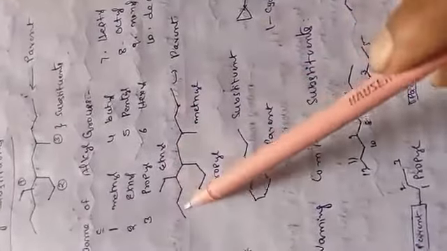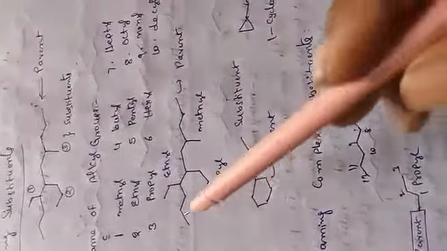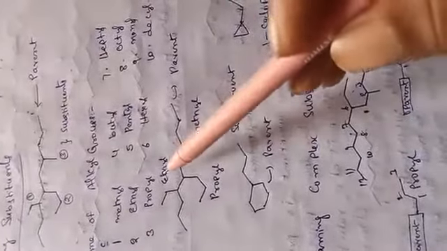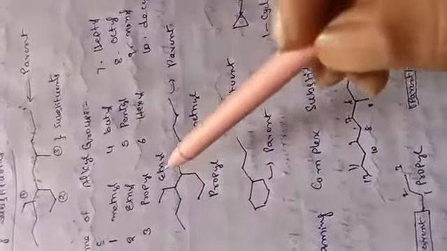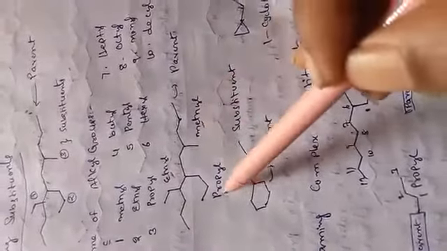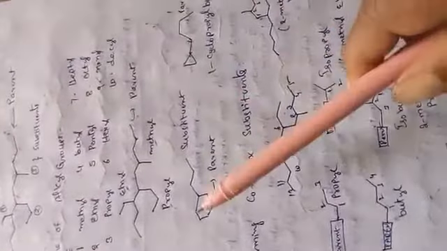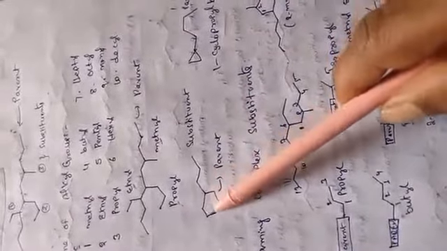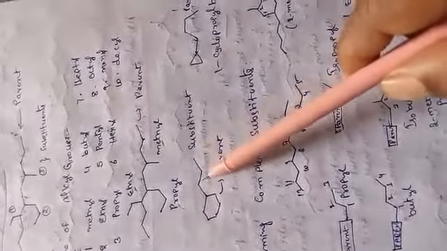Here is a very nice example. This is the parent chain, and there are three substituents: methyl, propyl and ethyl. According to alphabetical order, ethyl comes first with E, then M, then P. Like that you have to give the IUPAC name. And in this best example, this is cyclohexane because there are six carbons, and this is propyl. So propyl is considered the substituent and the cyclohexane ring is the parent.